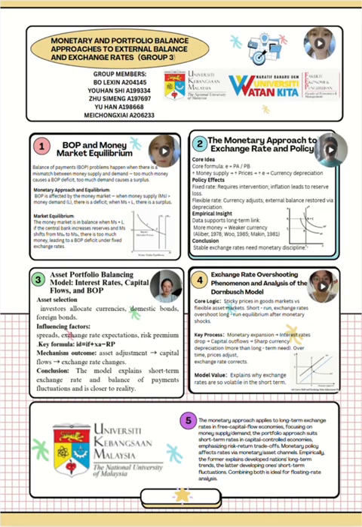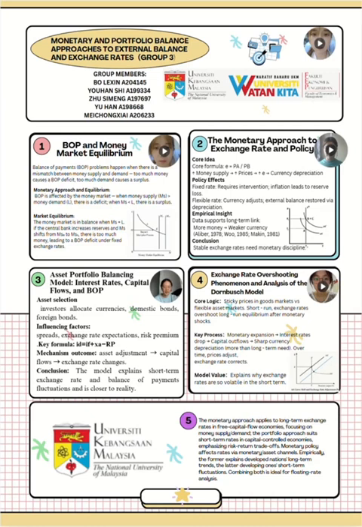Okay, the third part is the asset portfolio balance model, the interactive mechanism of interest rate differentials, capital flows, and the international balance of payments. This model gives us a more realistic view of how capital moves internationally compared to traditional monetarist models. Instead of assuming investors only hold currency, the portfolio balance model shows that investors allocate their wealth across money, domestic bonds, and foreign bonds.